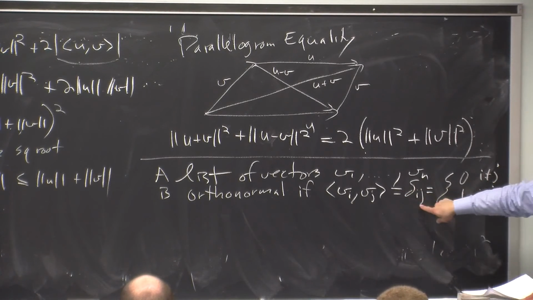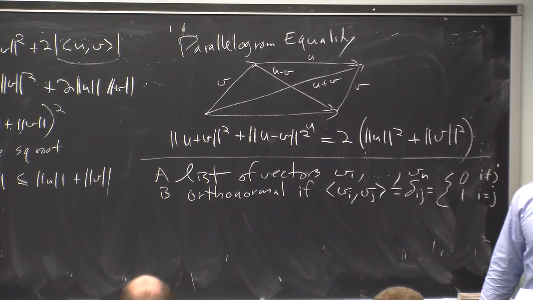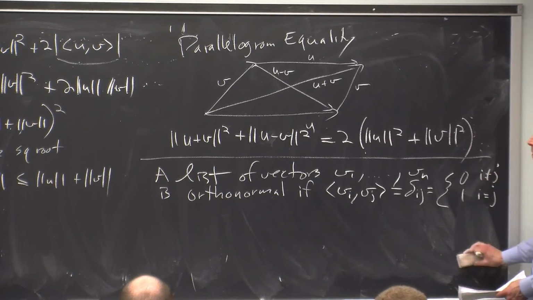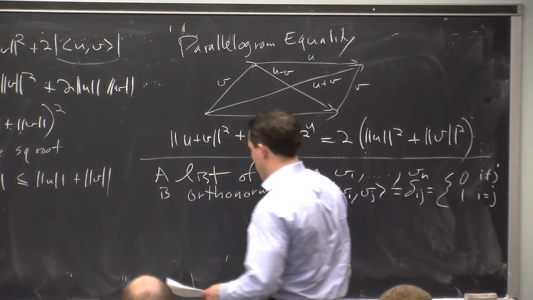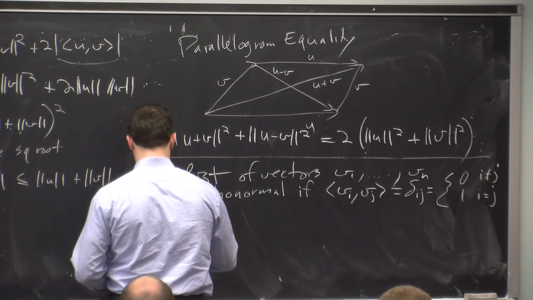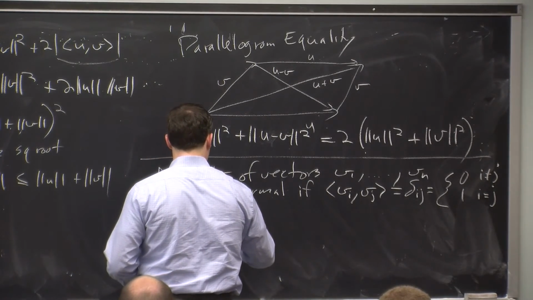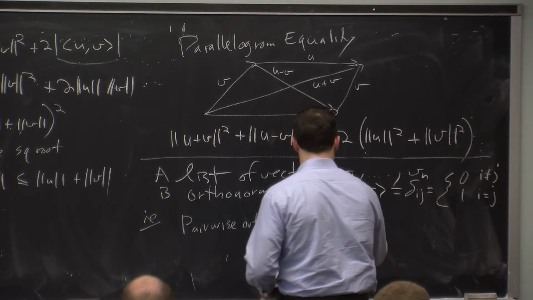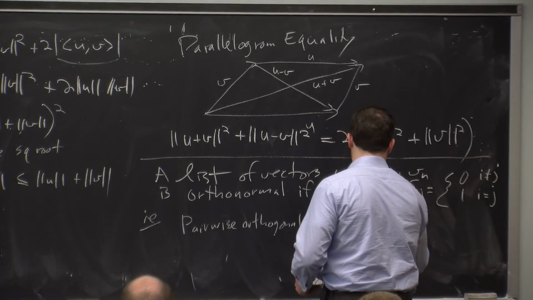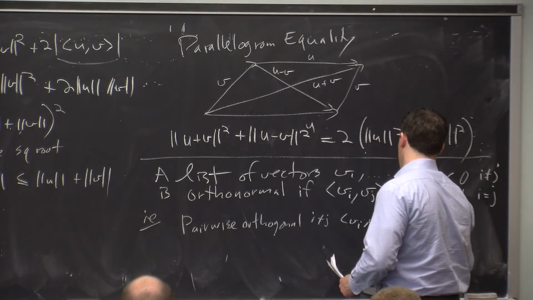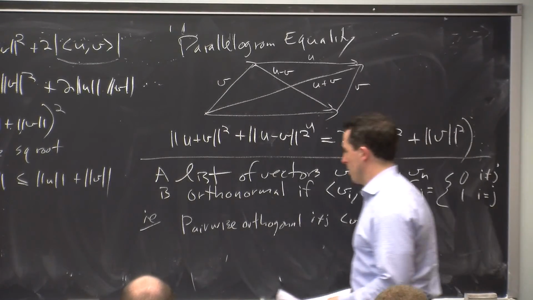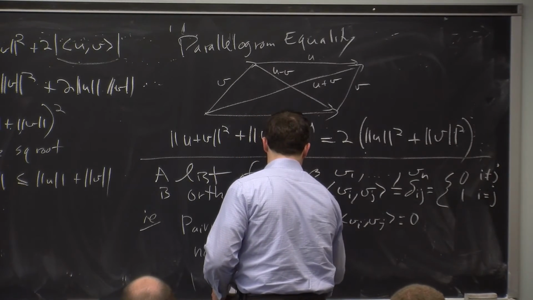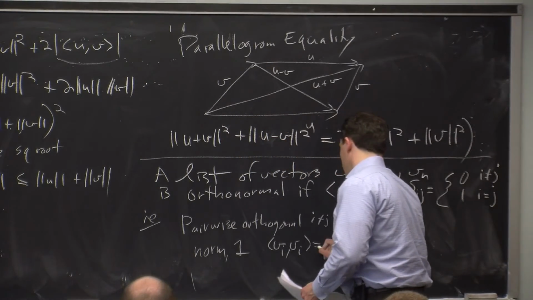And this happens commonly enough that this is just a shorthand for that. So in other words, they're pairwise orthogonal. When i is not j, the inner product of vi and vj is 0. And in the case that they're the same, they're norm 1. The inner product of any vi with itself is 1.